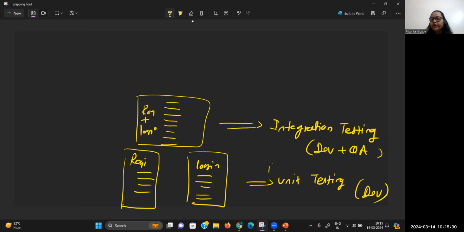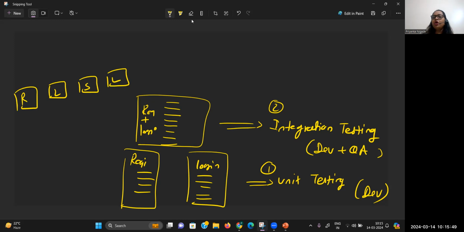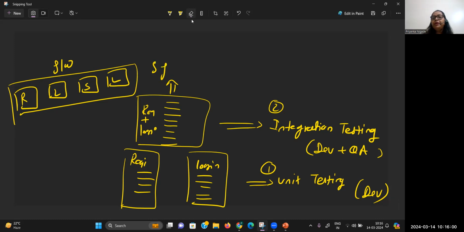So the first level is unit testing, the second level is integration. Suppose in your software application, you have 3 to 4 modules available. Once all 4 modules get integrated, what will you get? See, I'm having 3 to 4 modules in my software application: login, search, log out, right? Whenever all modules get integrated, finally you will be able to see your complete software. That's the reason after integration, we get the complete software for testing.